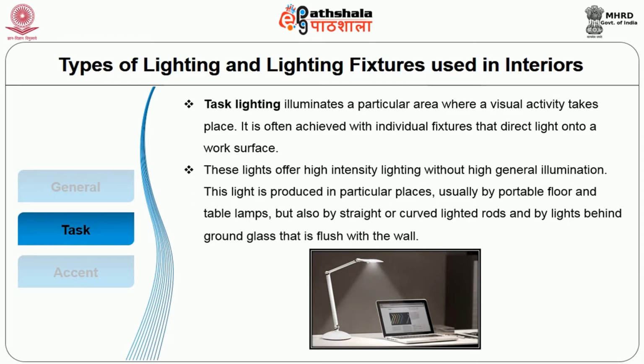This light is produced in particular places, usually by portable floor and table lamps, but also by straight or curved lighted rods and by lights behind ground glass that is flush with the wall.